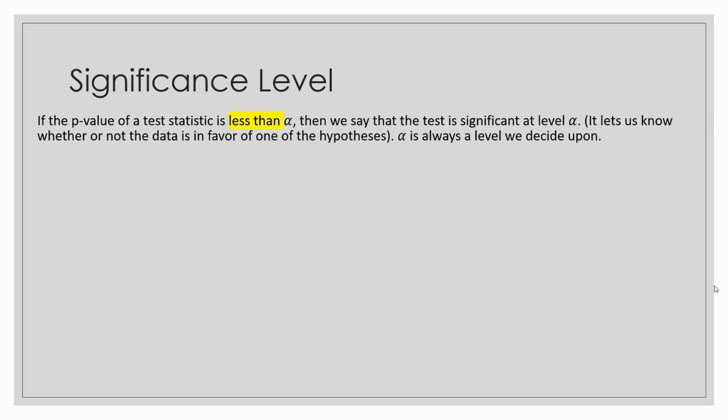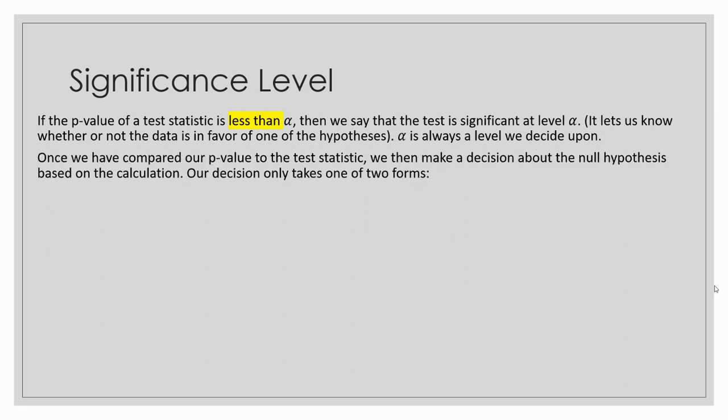So if the p-value of a test statistic is less than alpha, then we say the test is significant at this alpha level. Okay, and so what it does is it lets us know whether or not the data is in favor of one of the hypotheses. And alpha is always a level we decide on. If you're looking to do research, you actually pick your alpha before you do the experiment. Very, very important that you pick that alpha value. And this will make sense when we look at some contexts.